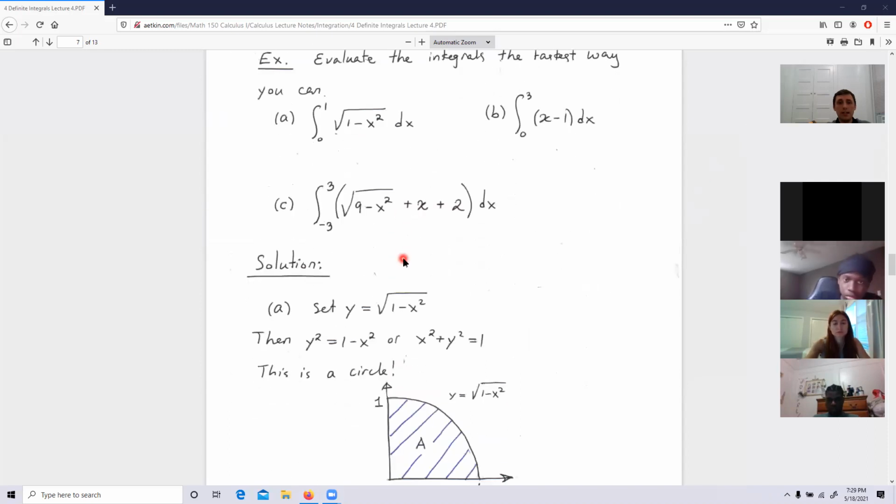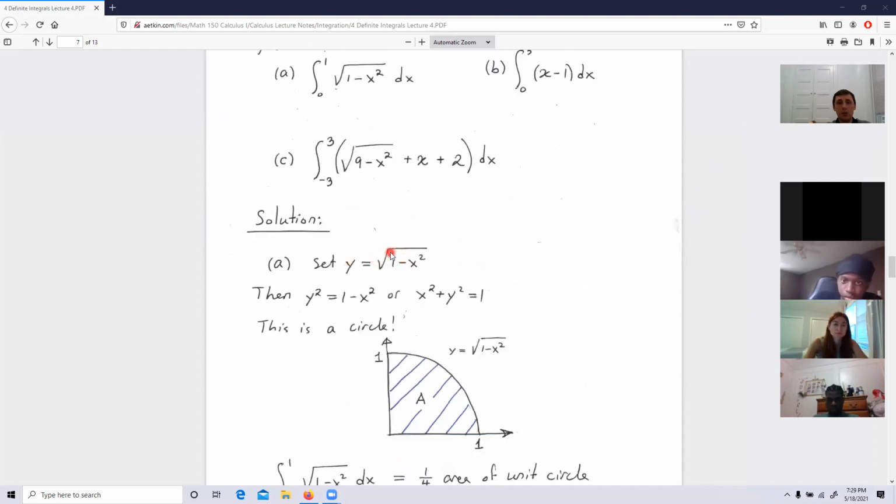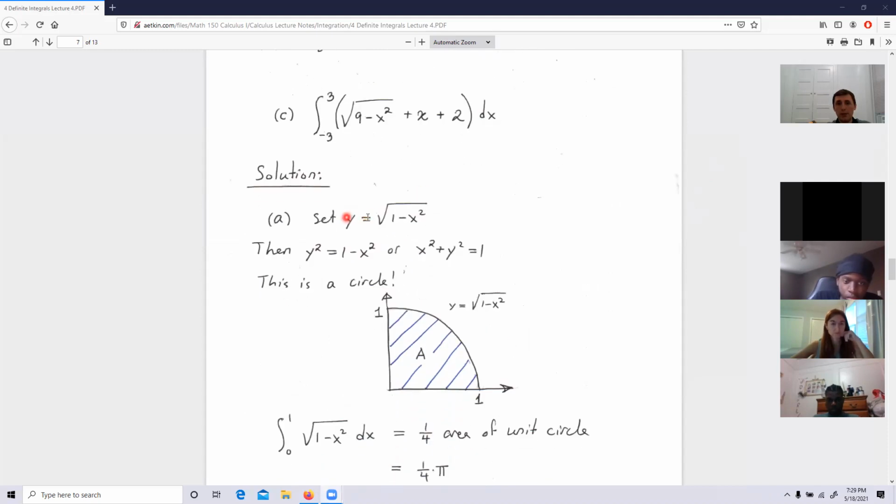Let's look over here, guys. If I set y equals the root of 1 minus x squared, it's a portion of a unit circle. Do you see why, guys? If y is equal to the root of 1 minus x squared, that looks awfully familiar. That's just the unit circle. So y squared equals 1 minus x squared, so x squared plus y squared is 1.